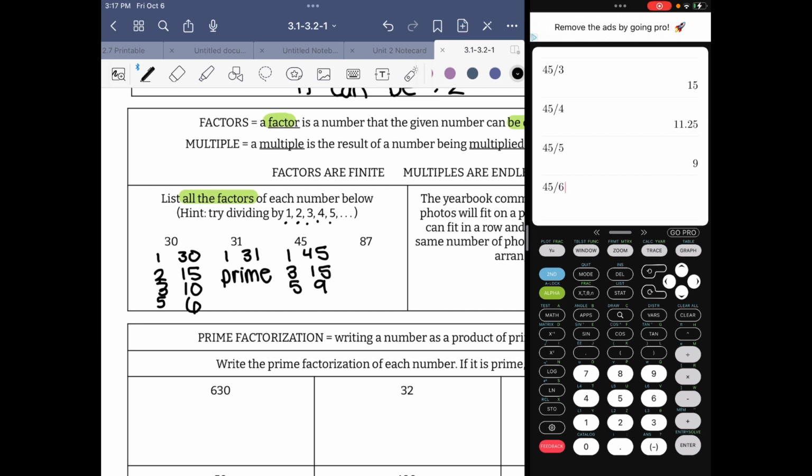45 divided by 6. Nope. 45 divided by 7. Nope. 45 divided by 8. Nope. And I'm not even going to do 45 divided by 9 because 9's already on my list. Okay, I'm going to give you a hint for 87. There's going to be 2 different rows of answers. I want you to see if you can find both of them.